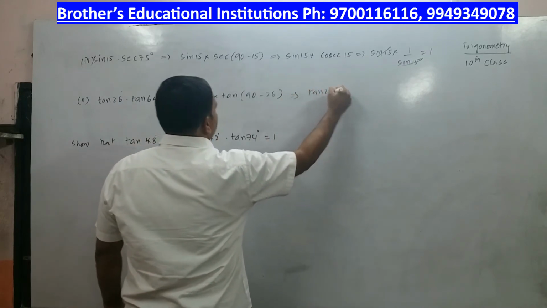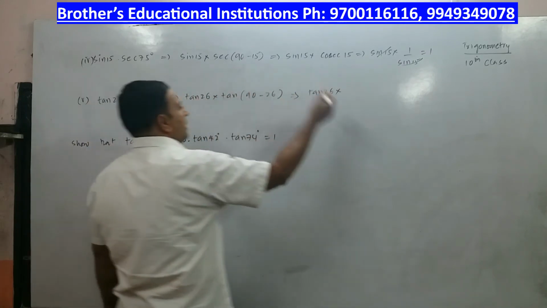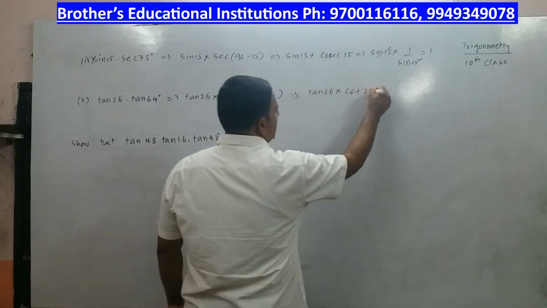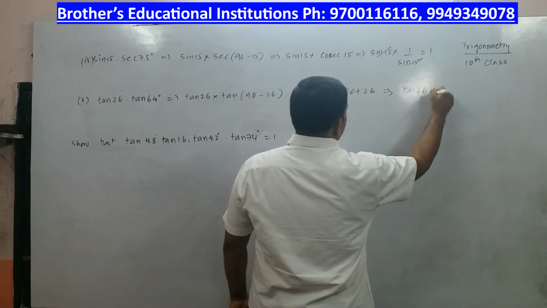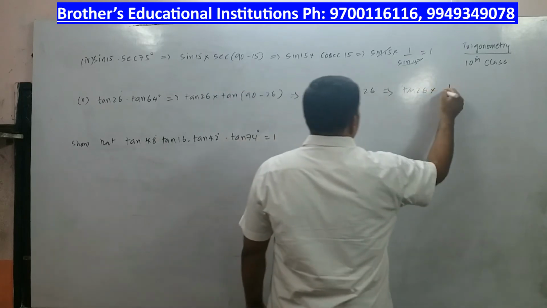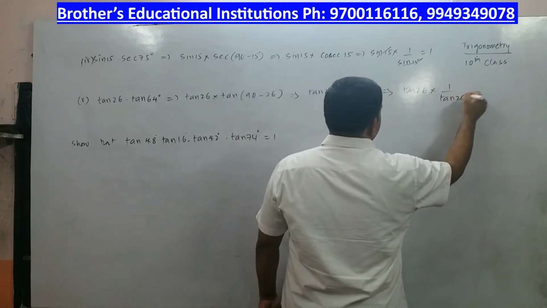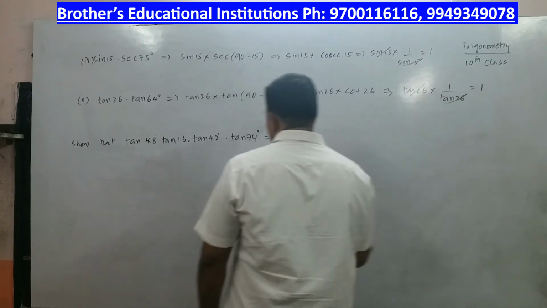Tan 26 into tan of 90 minus theta. What is tan 90 minus theta? Cot theta, so cot 26. In the next step, I will write tan 26 into cot 26. What is that? It is tan 26 into 1 by tan 26. Tan 26 cancels, and the answer is 1.